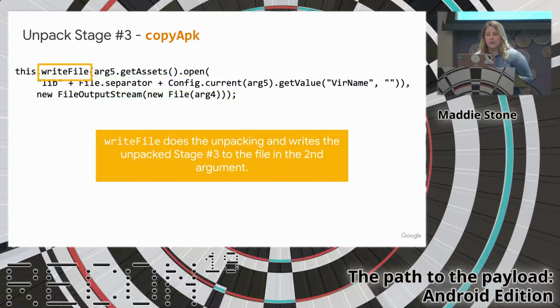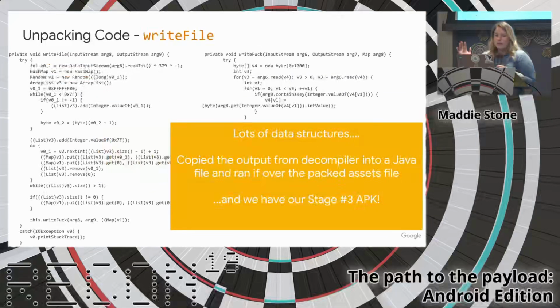So then we're going to actually unpack that and write it to the destination, which was the cache path. This was the whole thing. Sorry for the profanity, that's what they chose to use. But again, the Java is really nice in this regard, and it does make it smoother than if this had been written in native code, because once again, I copied from the decompiler, cleaned it up in a piece of code, and then just ran it over that file from the assets, and suddenly we had the stage 3 APK.